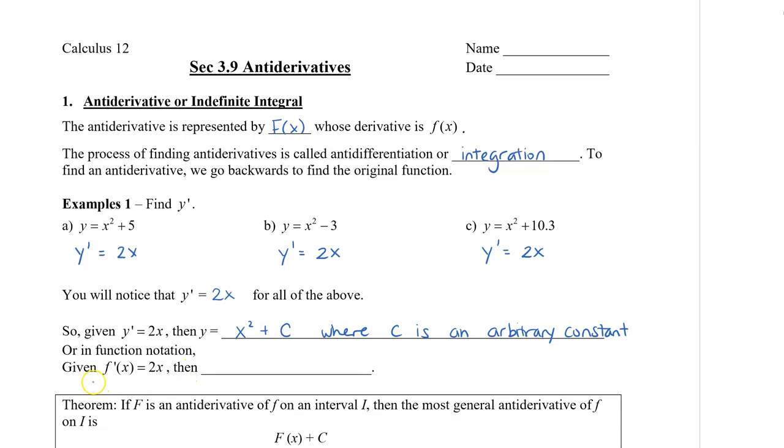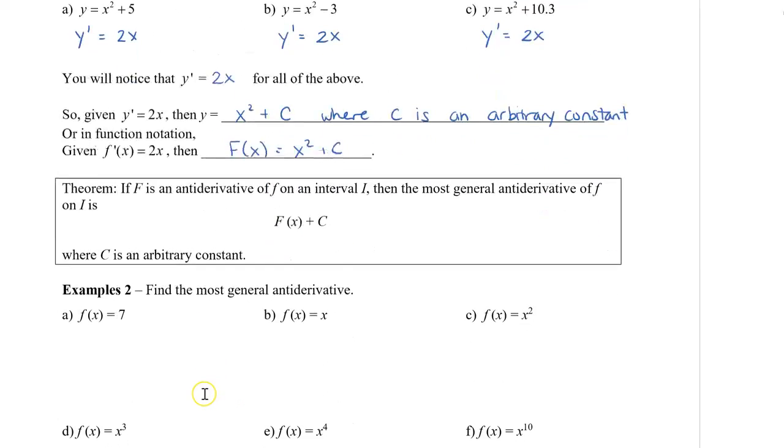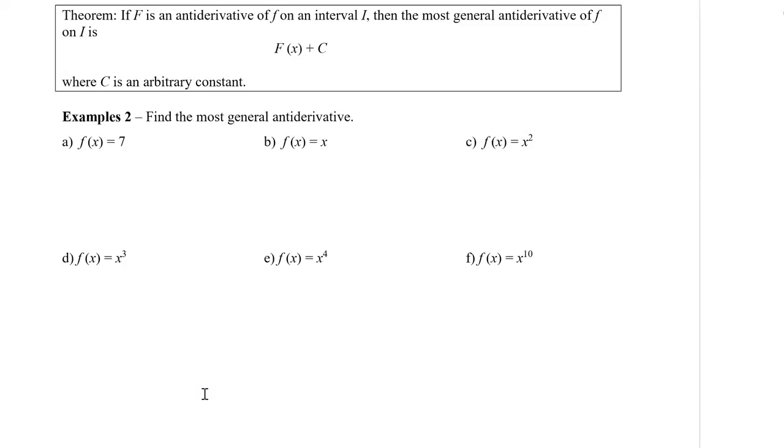So in function notation, if we have f prime of x equals 2x, then capital F of x is equal to x squared plus c. So the theorem states that if capital F is the antiderivative of lowercase f on an interval I, then the most general antiderivative of f on that interval is F of x plus c, where c is an arbitrary constant. So let's take a look at these examples.